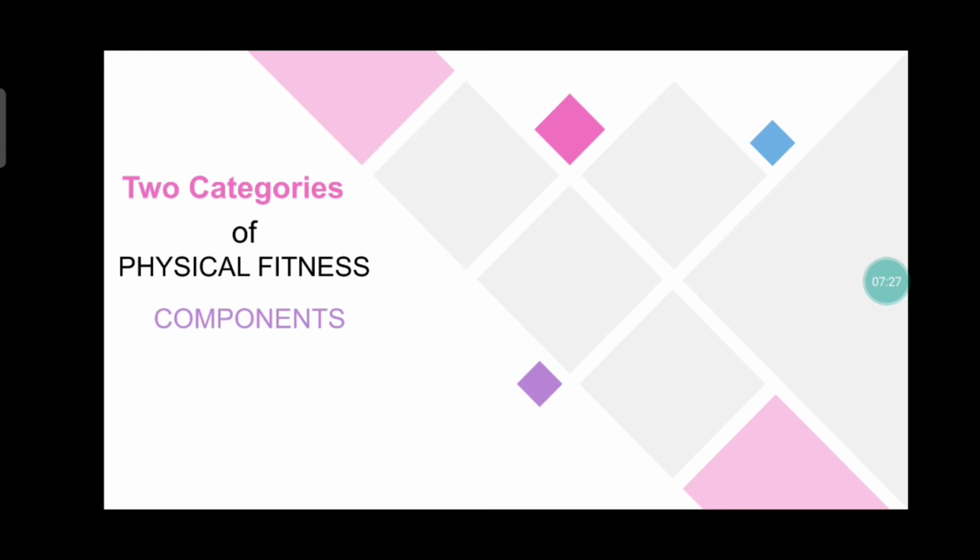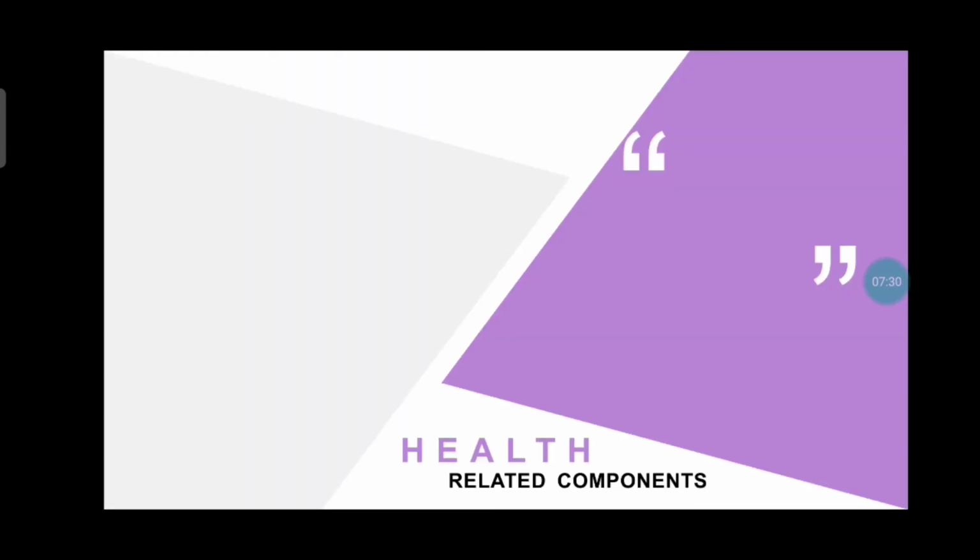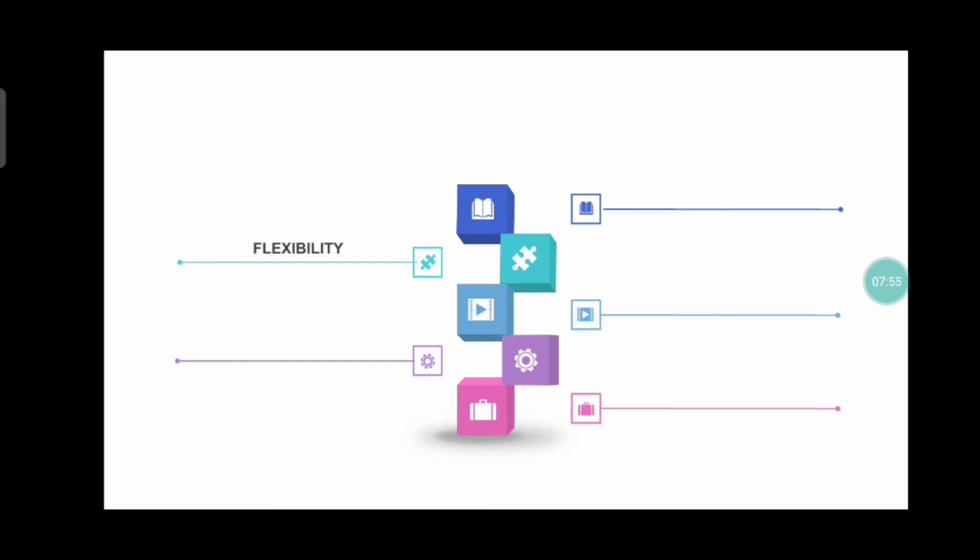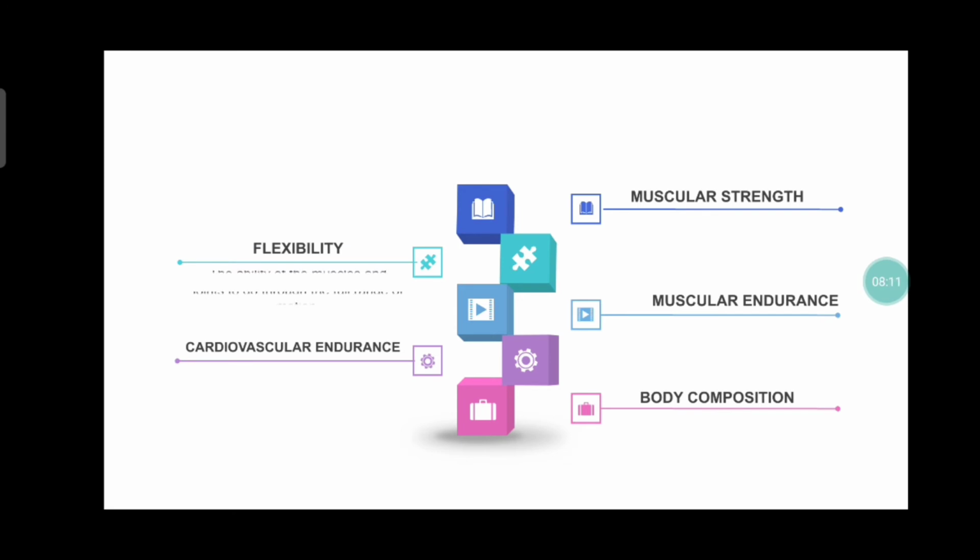Next, the two categories of physical fitness components. Number one, the health-related components. So, what are health-related components? They are physiologically based and determine the ability of an individual to meet the physical demands of the activity. So under the health-related components, we have flexibility, cardiovascular endurance, muscular strength, muscular endurance, and body composition.